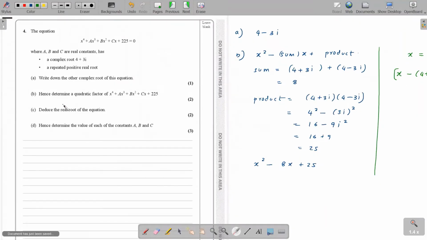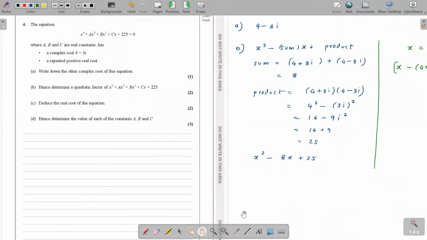Part C, they ask you to deduce the real root of the equation. So real root means what? The root that doesn't involve any imaginary part. How do we find the remaining root? Now, the remaining root, they tell you very clearly it's a repeated root, not just a real root. What do you mean by a repeated root? It means the same bracket comes twice. You get the same bracket twice. That's why it's a repeated root. Now how do we find the real root of this equation?